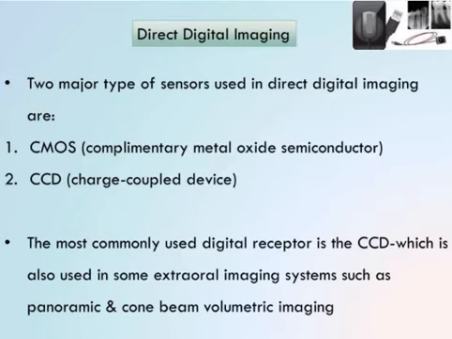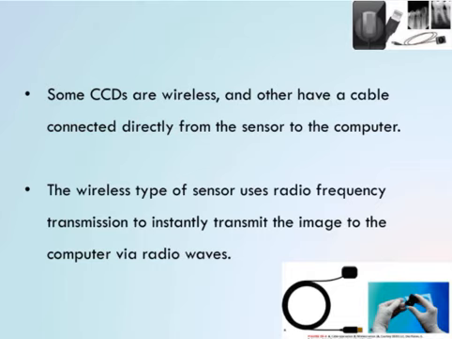So there are two major types of sensors: complementary metal oxide semiconductor and charge coupled device. The most commonly used sensor is the CCD, which is also used in extraoral imaging as well, for panoramic or cone beam volumetric imaging, that is called CBCT imaging, which is a three-dimensional technique again. The one that we use in the lab is a CMOS, complementary metal oxide semiconductor. Some CCDs are wireless, and the others have a cable connecting the sensor and the computer.